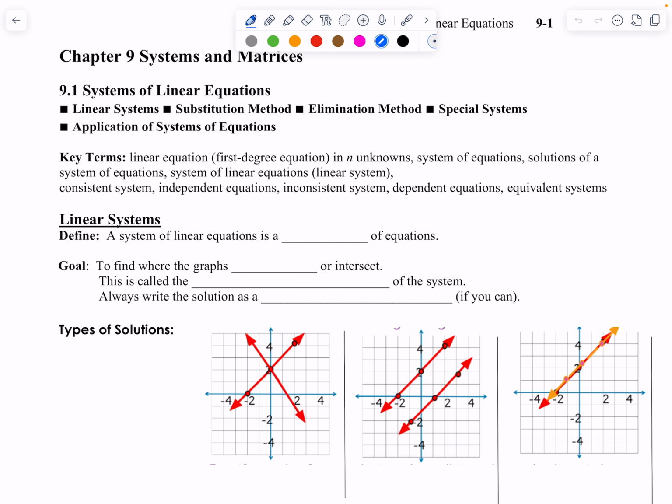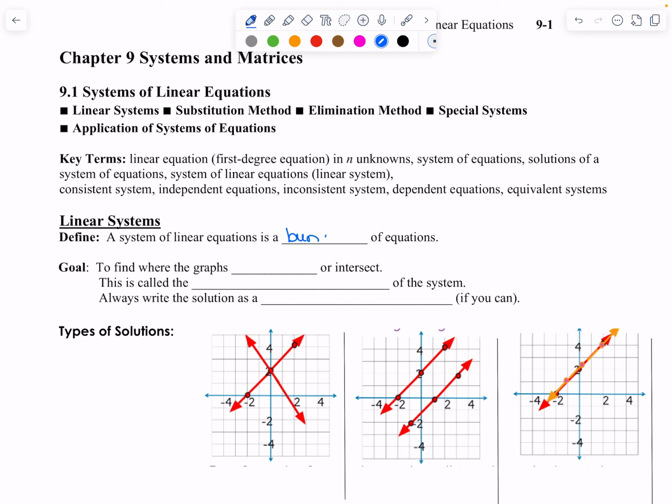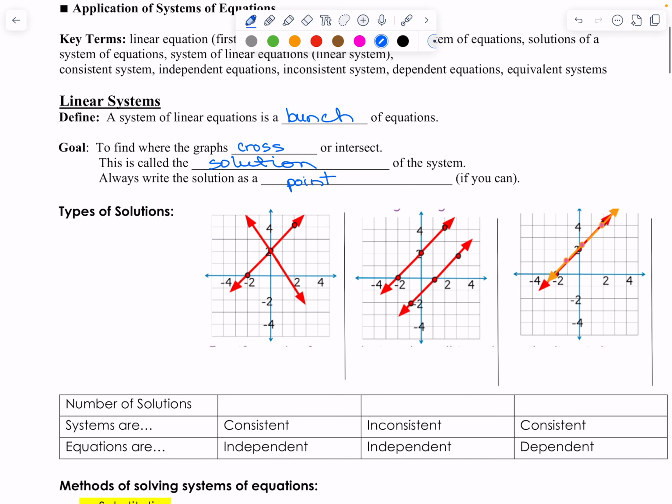It's just a bunch of equations. You might call it a set of equations, but it's just a bunch of equations. And the goal is to find where those graphs cross or intersect, okay? This is called the solution of the system. So we always write the solution as a point if we can. So here are the three types of solutions you can have.